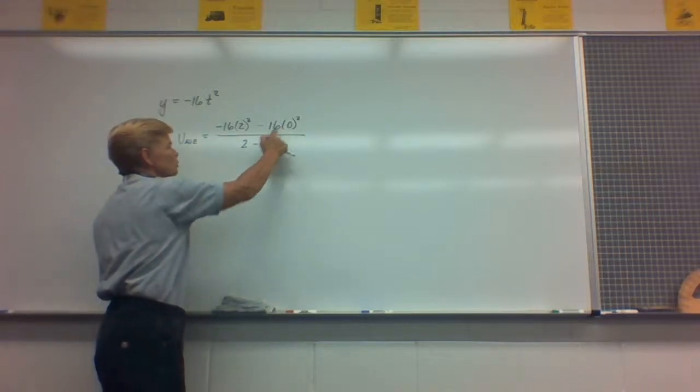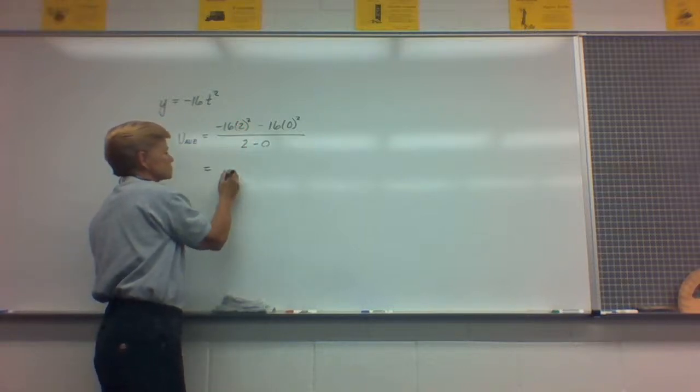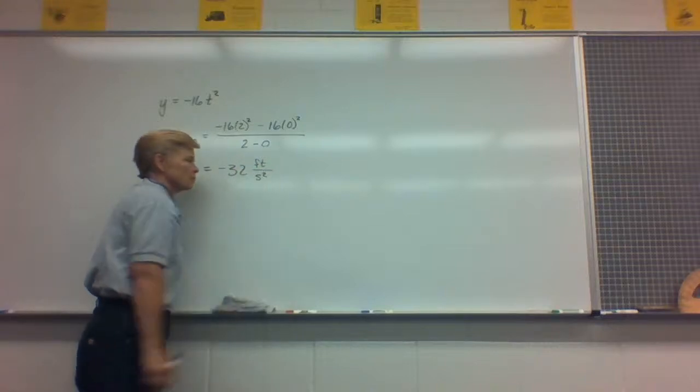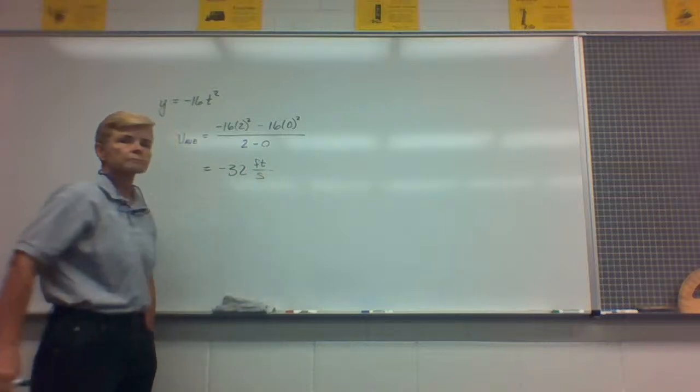Well, this is 0. So is this. So it's going to be 4 times 16, which is negative 64 over 2. I don't... feet per second squared, no, feet per second, that doesn't make sense. What?